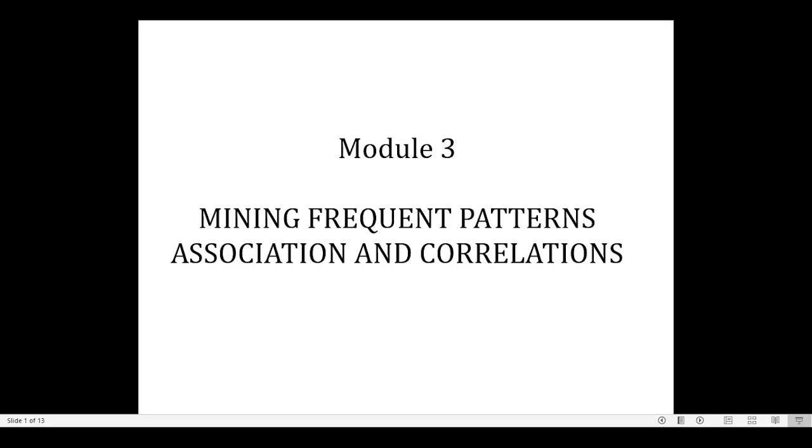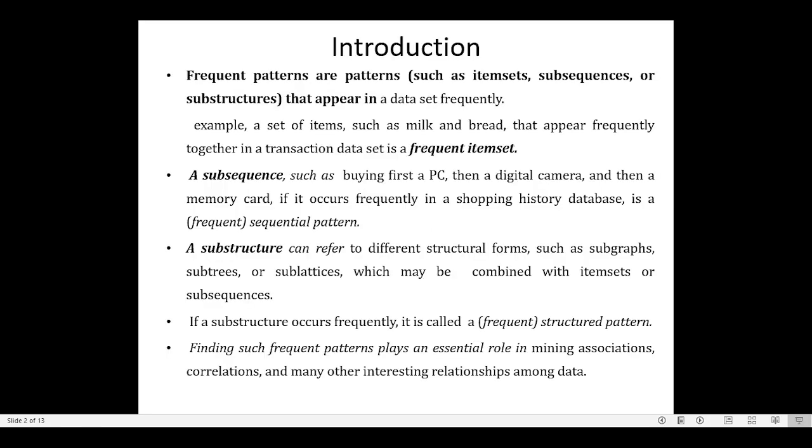Hello everyone. In today's lecture, we are going to start with Module 3, that is Mining Frequent Patterns, Association and Correlations. Introduction. Frequent patterns are patterns that appear in a data set frequently.